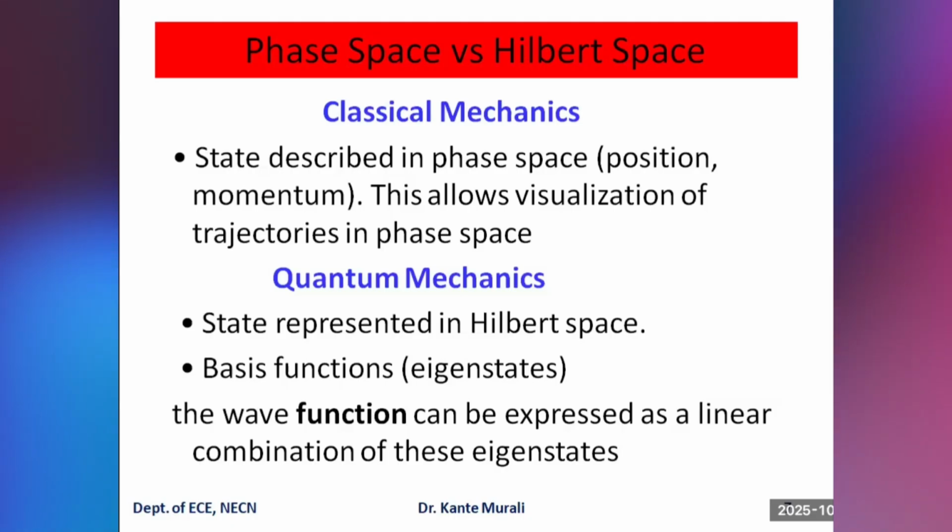For example, phase space is like a map with x and p axes, whereas the Hilbert space represents all possible wave functions of a system. That means to understand the behavior of any system.